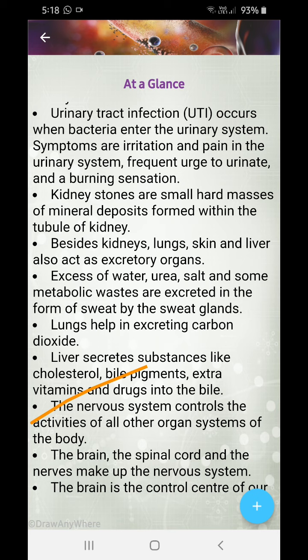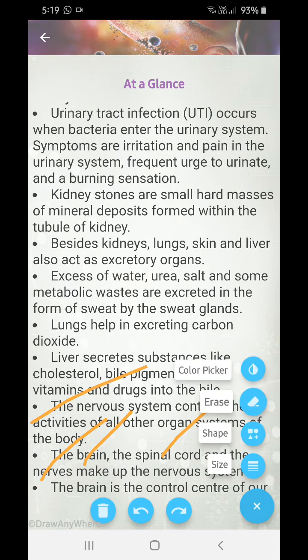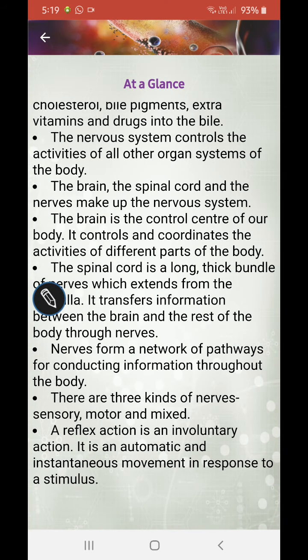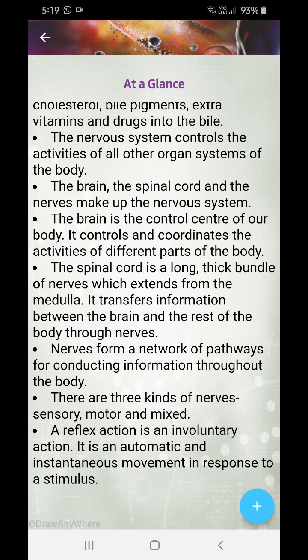and we will immediately die. So what does this important nervous system consist of? The brain, the spinal cord and the nerves make up the nervous system. Now functions. The brain is the control center of the body. It controls and coordinates different activities of different parts of the body. Every part of the body is controlled by the brain.